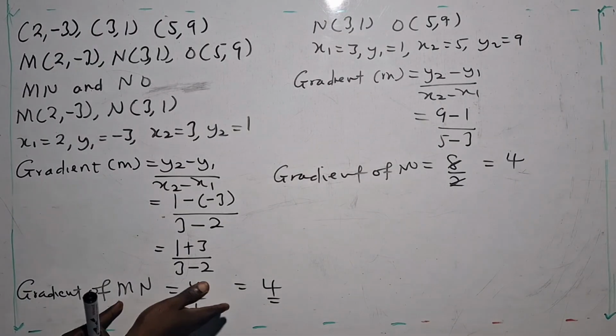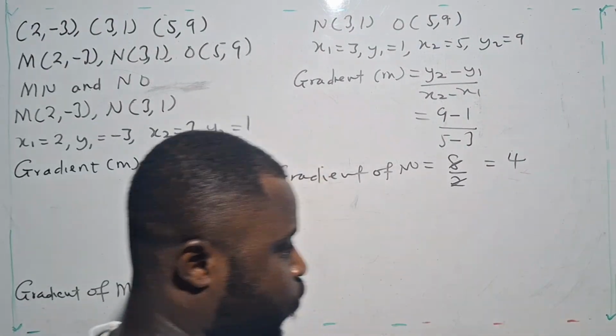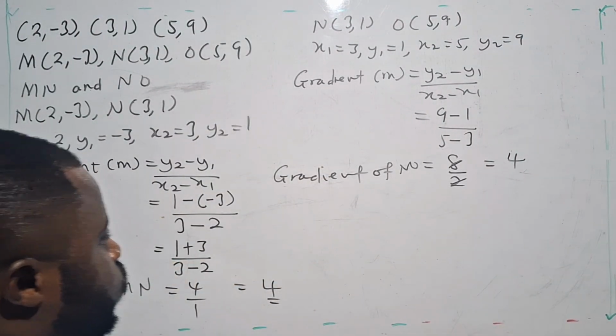Now what do you see here? Here the gradient is 4. Here too the gradient is 4. So what do we do here? We conclude.